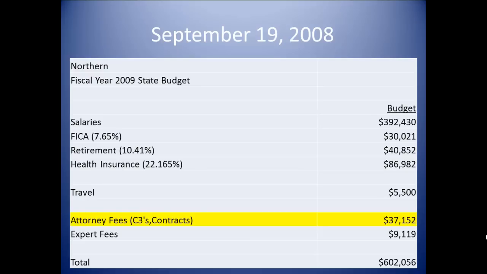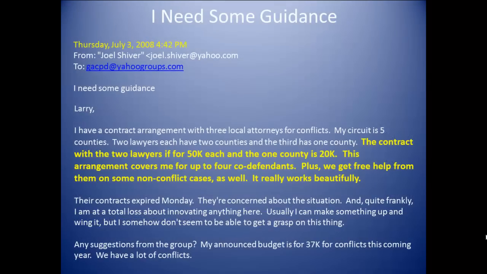I asked Larry how I was supposed to pay for conflicts. His response was to the effect that this is just how it's going to be. I returned to my office and told my judges about the problem and the looming situation. I also informed my contract lawyers that I would not be able to renew their contracts. On July 3rd, 2008, I wrote Larry Snyder, beginning a series of exchanges of emails.